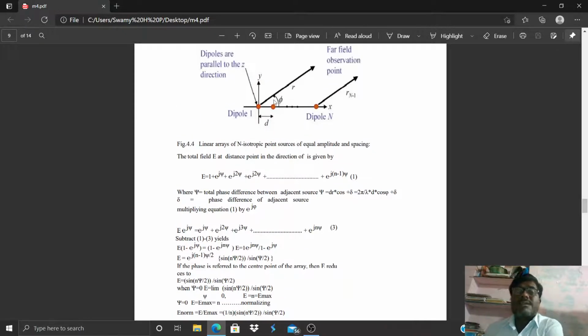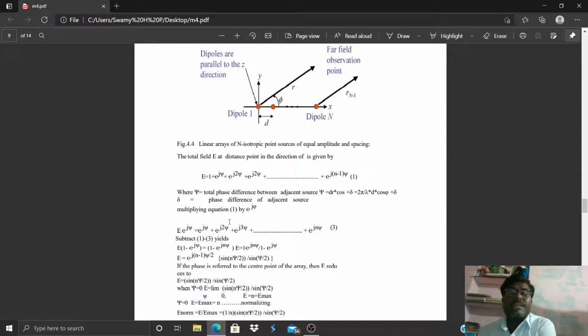Psi means what? See here, psi is from here to here, it has angle psi. This psi will be added, it is the total phase difference at point P. For the adjacent source, psi is given by psi = d r cos phi plus delta, which is 2 pi by lambda into d cos phi plus delta, where delta is the phase difference of the adjacent source.